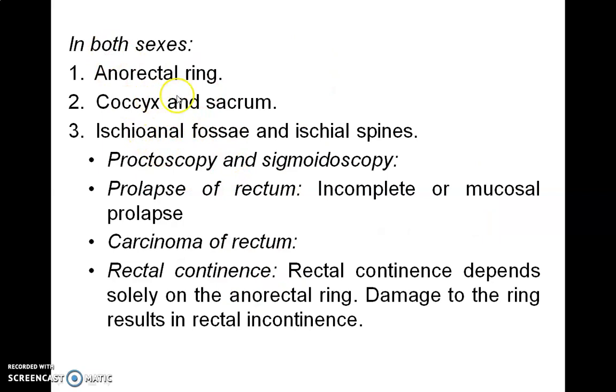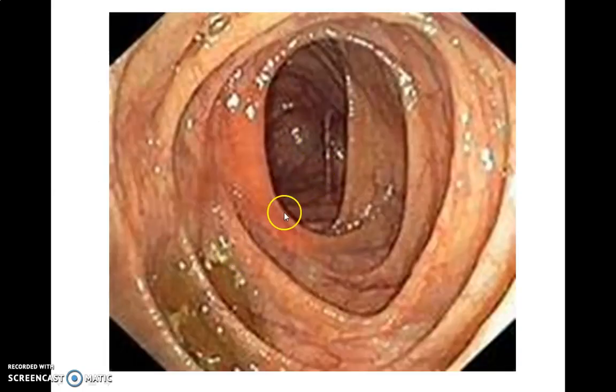Now these are the structures shown in both sexes that can be palpated posteriorly: anorectal ring, sacrum, coccyx, ischiorectal fossa with ischial spine. Now we will go to the other applied aspects: proctoscopy, sigmoidoscopy, prolapse of rectum, carcinoma of rectum and rectal continence. Here is visualization of the interior of the rectum by proctoscopy.